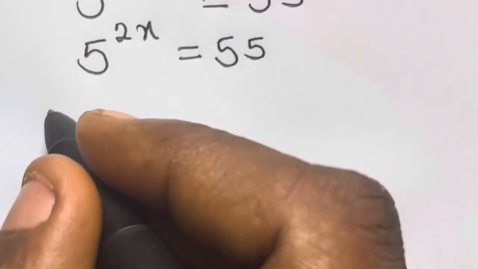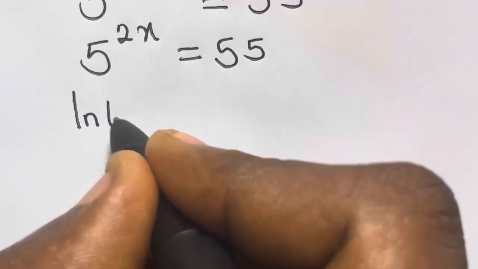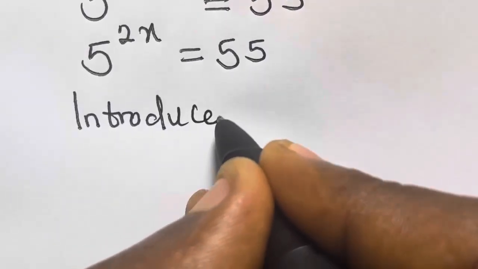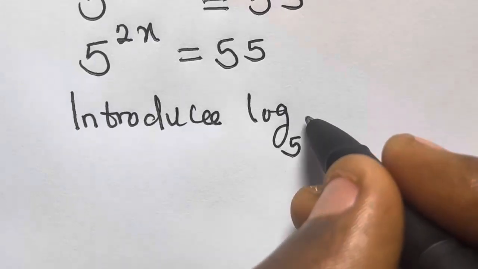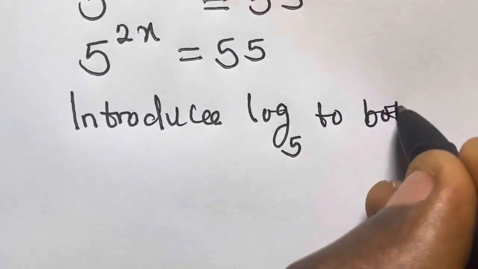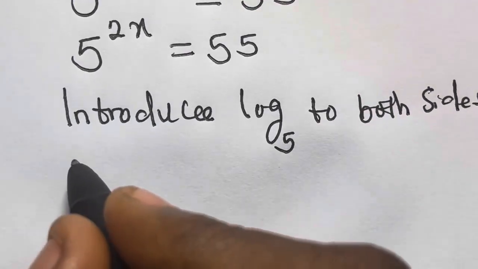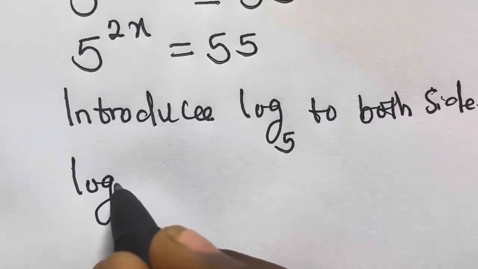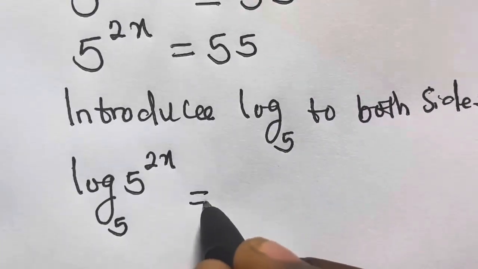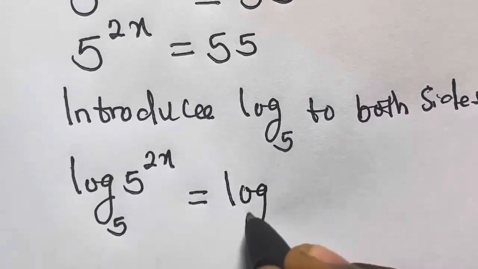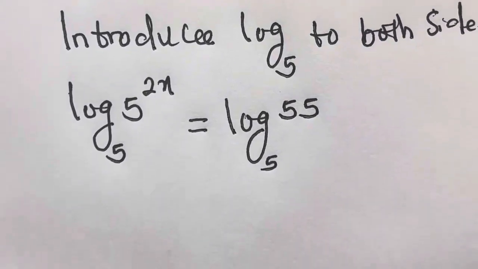So from here, we introduce log in base 5 to both sides. And if we do, we have log 5 raised to power 2x in base 5 equals log 55 in base 5.